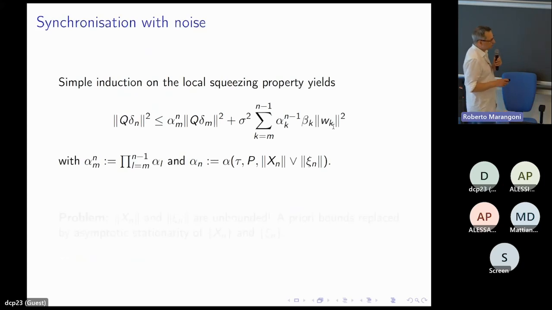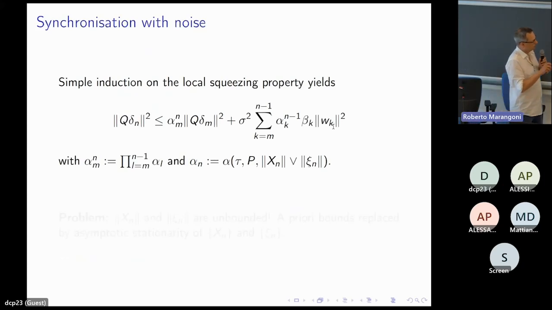Okay, so if you have the local squeezing property, the only thing you do is iterate it, and you get what you might call a discrete time Bellman-Grönwald relationship for the error, right? And of course, what you want is to have this factor lambda here smaller than 1. But as I said already, alpha, did I say lambda? Excuse me, alpha has to be smaller than 1.